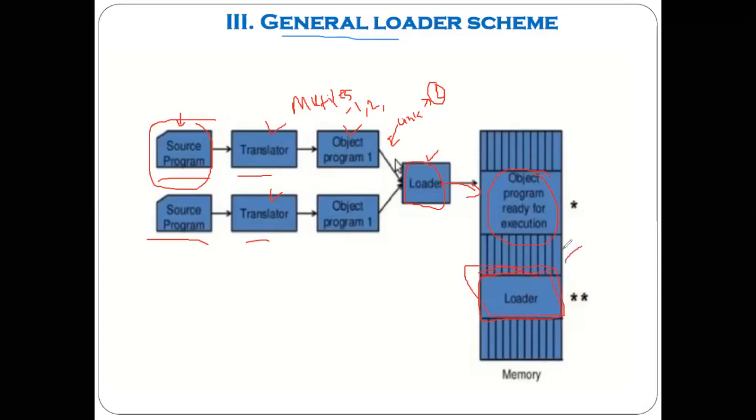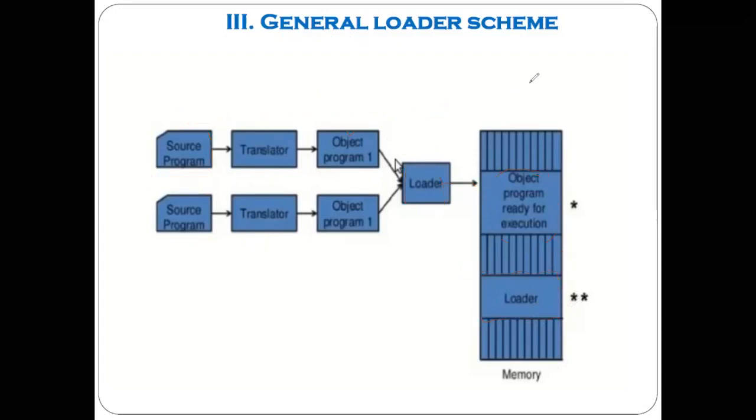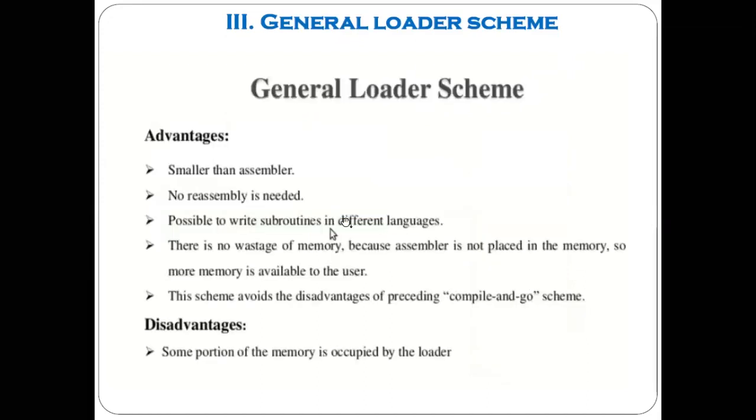Here you can see there is no assembler or translator which is part of the main memory. Here the loader is a part of the main memory, and the loader requires less memory as compared with the assembler. So this is the most popular kind of loader generally utilized in computer systems as compared with our previous two loaders. First was the compile and go, and second was the absolute loader. These loaders have various advantages: it is smaller than the assembler, and no reassembling is required.